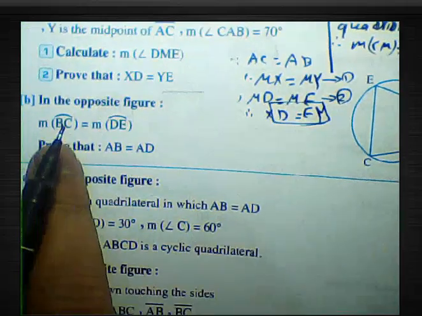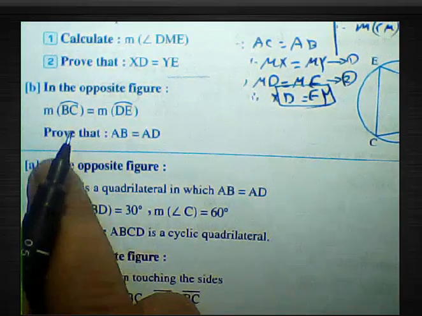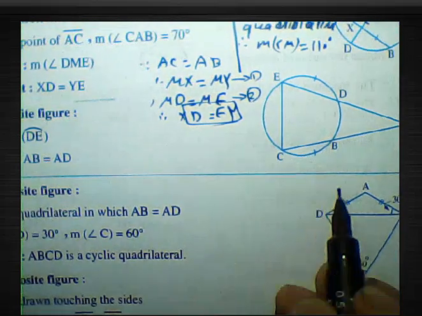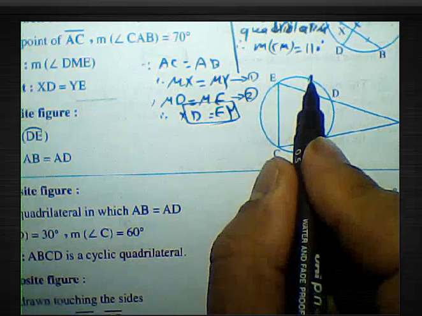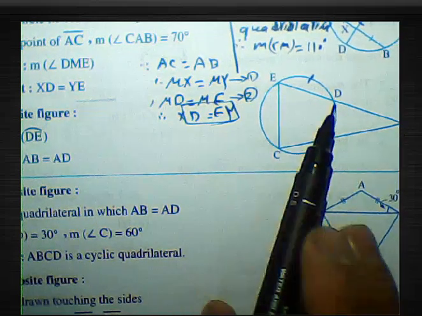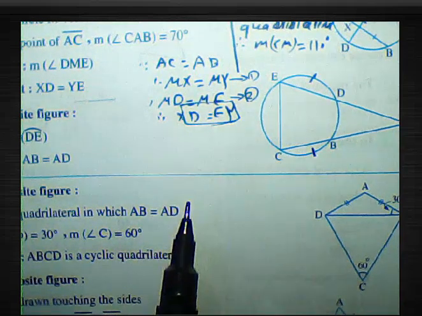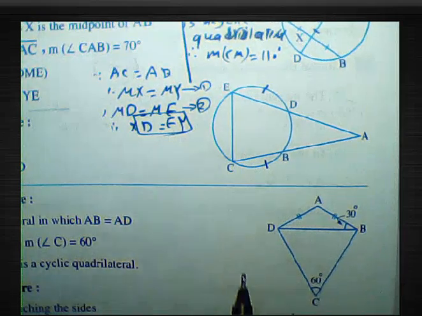Question letter B. In the opposite figure, measure of arc BC equal measure of arc DE. Prove that EB equal ED. You want to prove that ED equal EB in this example. To prove that, we must prove that the two base angles D and E are equal.